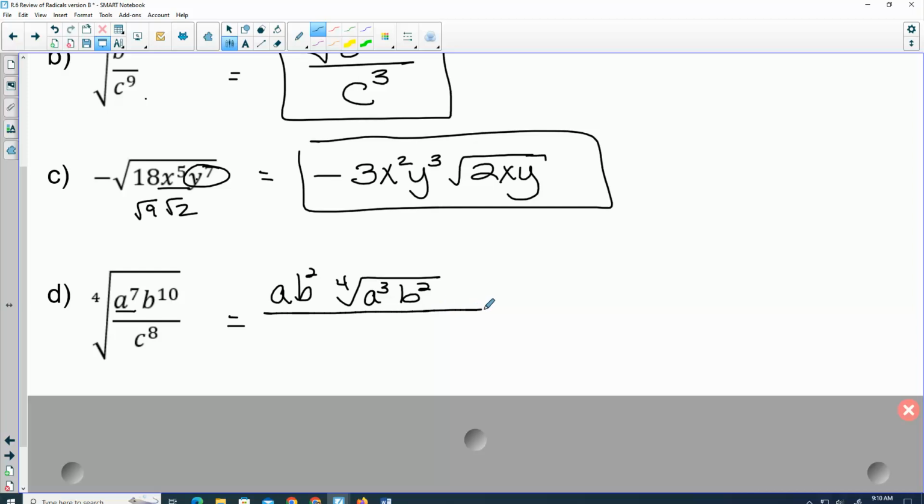Okay, that's the top. On the bottom, if I have 8 c's, how many groups of 4? 2. Are there any left over? No, so the radical goes away. I want you guys to try a few problems.